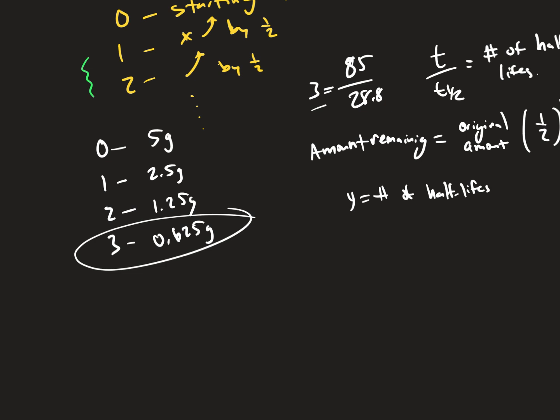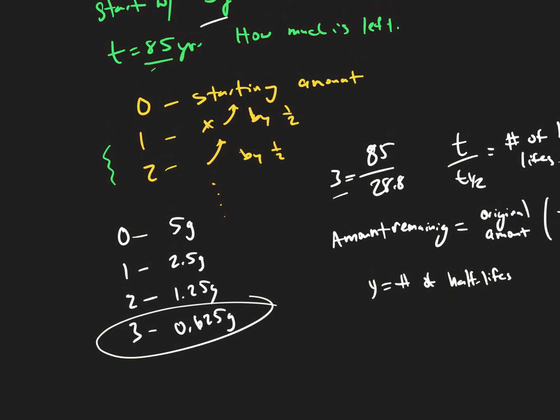Is that all it's gonna be? Not quite. But that's the basic process. For example, I might give you this and tell you to find this. And I'm still going to give you, after 85 years, and our half-life is 28.8, still 3 half-lives. How do we go backwards? Oh, we multiply by 2 until we're done with our number of half-lives.